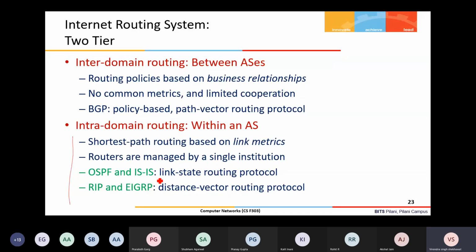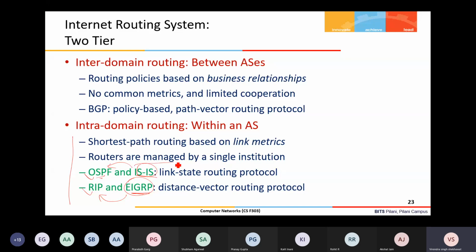So IS-IS and EIGRP are the earlier protocols before RIP and OSPF. IS-IS is based on link state routing and EIGRP is based on distance vector routing. So they are earlier versions. First this came, and then RIP, and then OSPF. So this we have already seen.